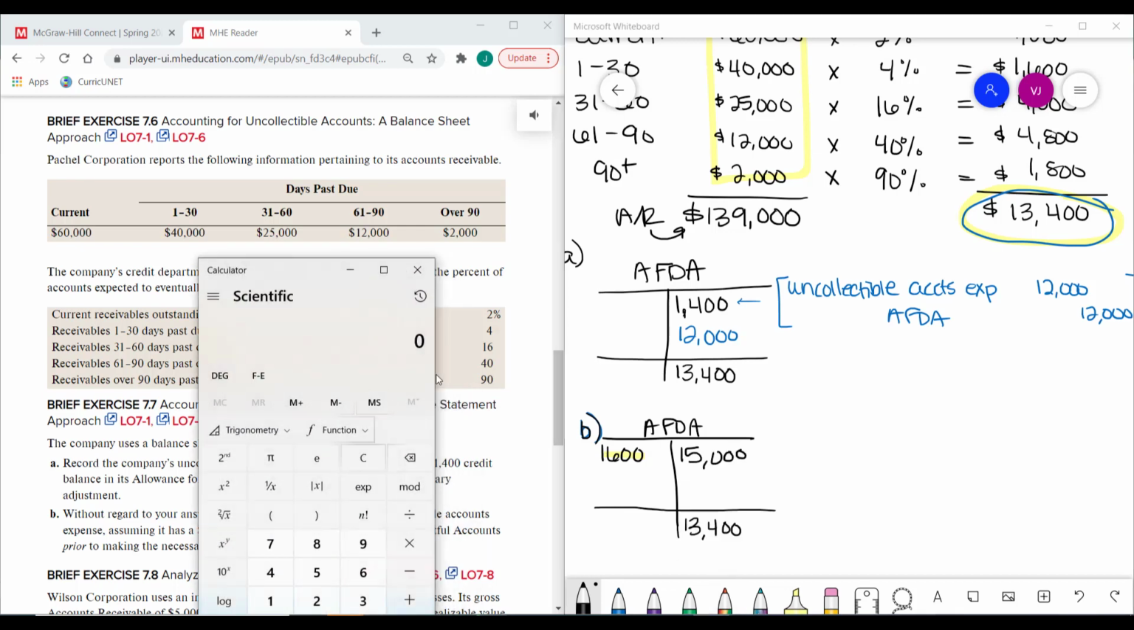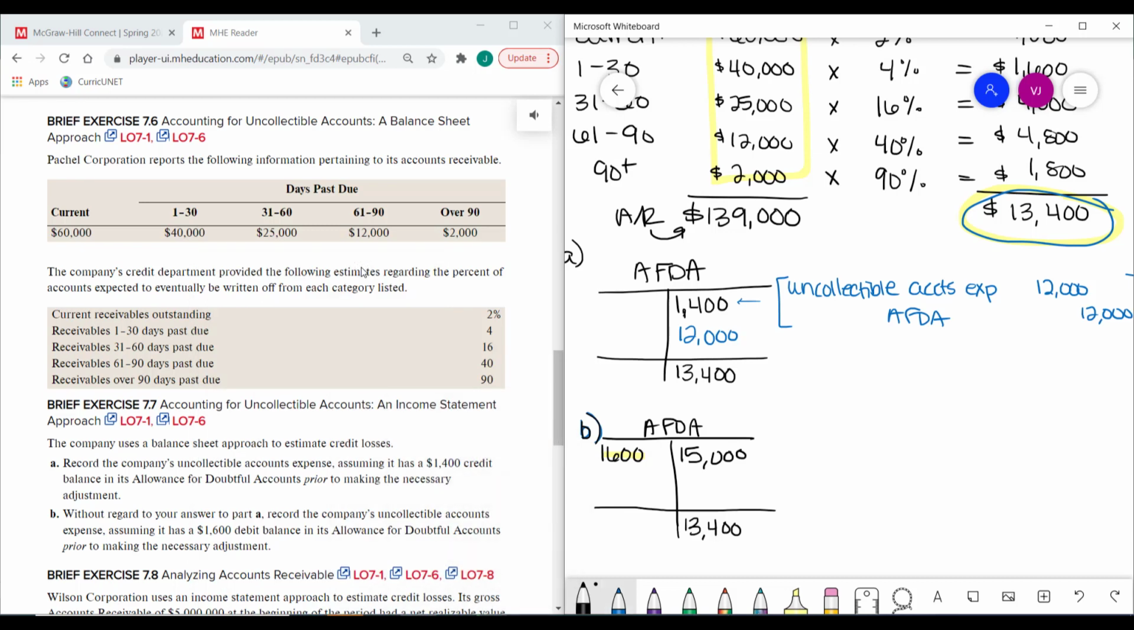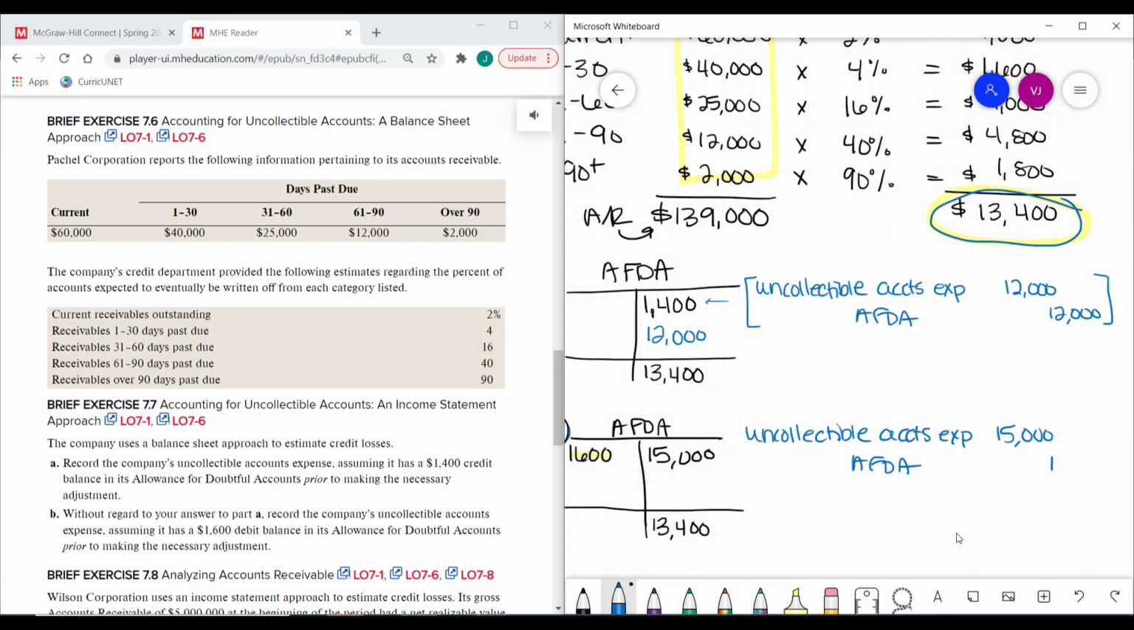Because that needs to take care of that debit balance. If I credit this account for $15,000 and there is a debit balance, that leaves me with that desired balance of $13,400. So if that were the case, instead the entry would be a debit to uncollectible accounts expense of $15,000 and a credit to the allowance for doubtful accounts of $15,000. And this is your initial entry. That's what it would look like under both methods, and we'll do the other method in the next problem, okay?